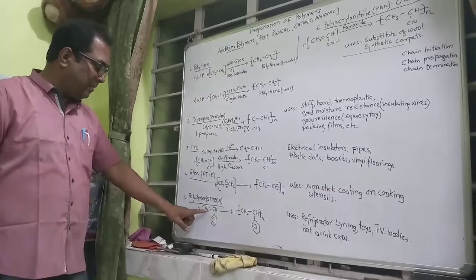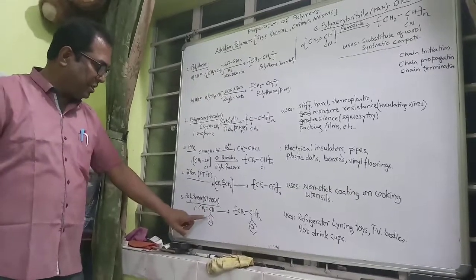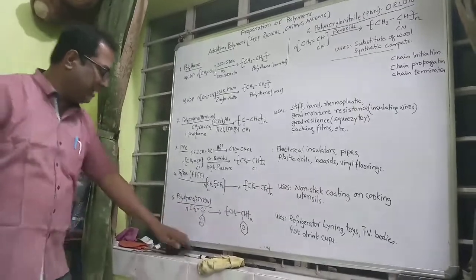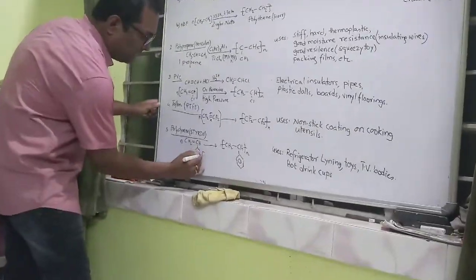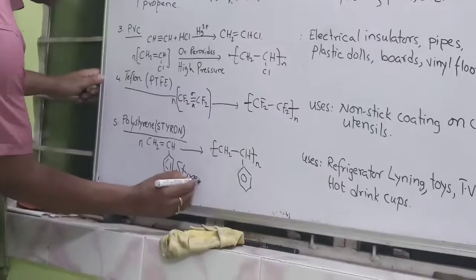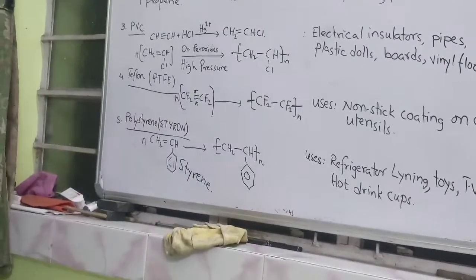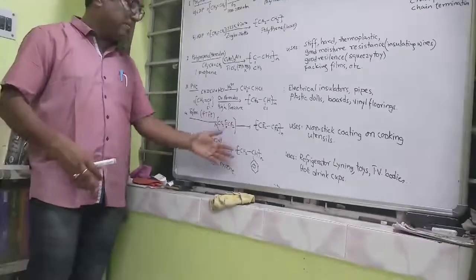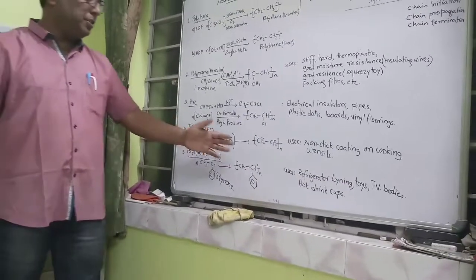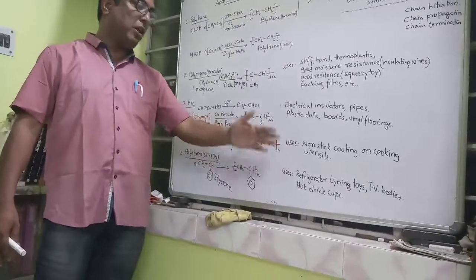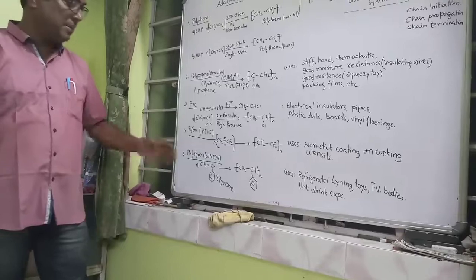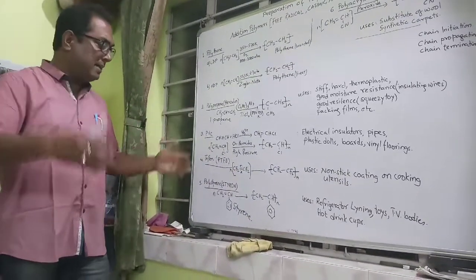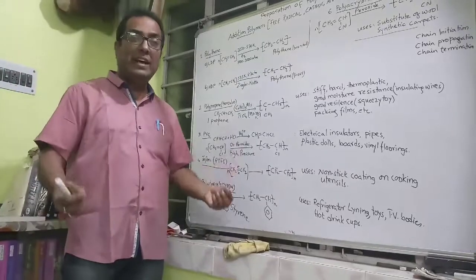This is actually styrene, a benzene added with ethene. When a benzene is added with ethene, it is called styrene. See the spelling? S-T-Y-R-E-N-E, styrene. And when you multiply this styrene for n number of times, it is called polystyrene, and it is used for the refrigerator lining, toys, TV bodies and hot drinking cups. This is a monomer, and this monomer you just go on multiplying until you get your desired polymer.